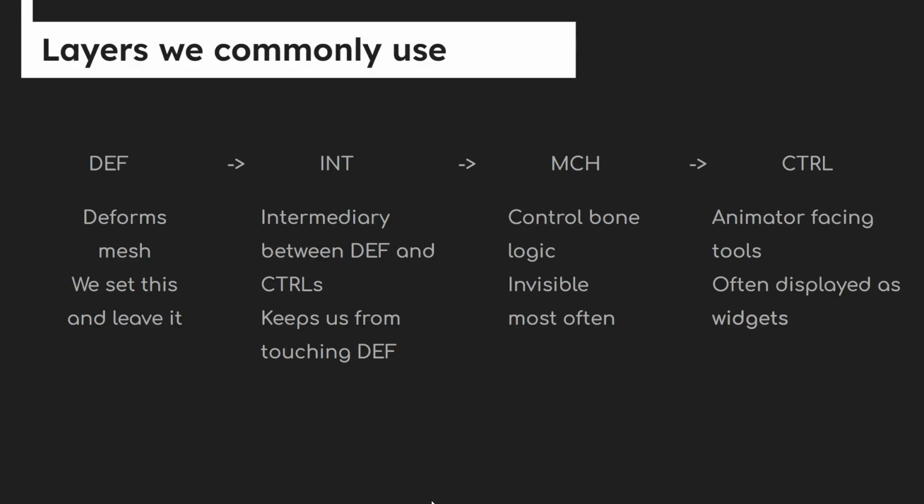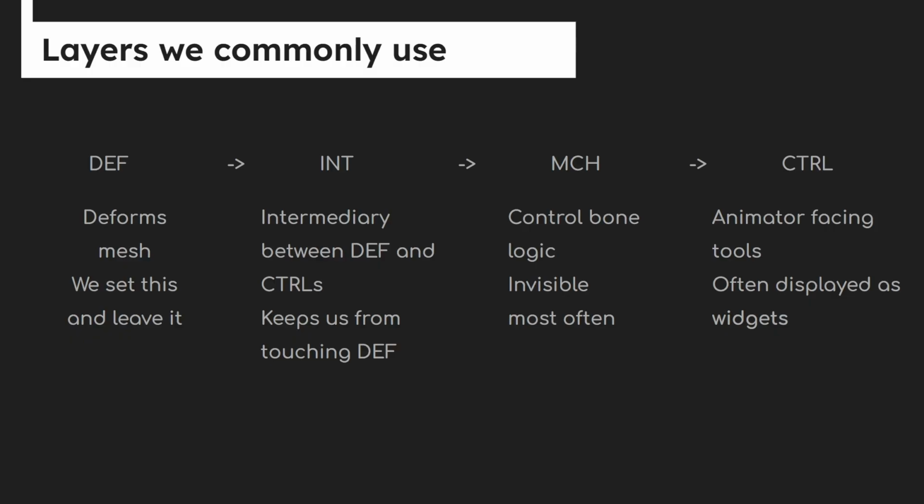I'd say that the intermediary bones aren't always absolutely necessary. However, it is good practice to use them because it allows fewer future problems later, or if you make a mistake, it won't be as destructive to the actual deformed mesh itself. And so those two are pretty much the same. It's just an extra layer in between the deform and the controls.